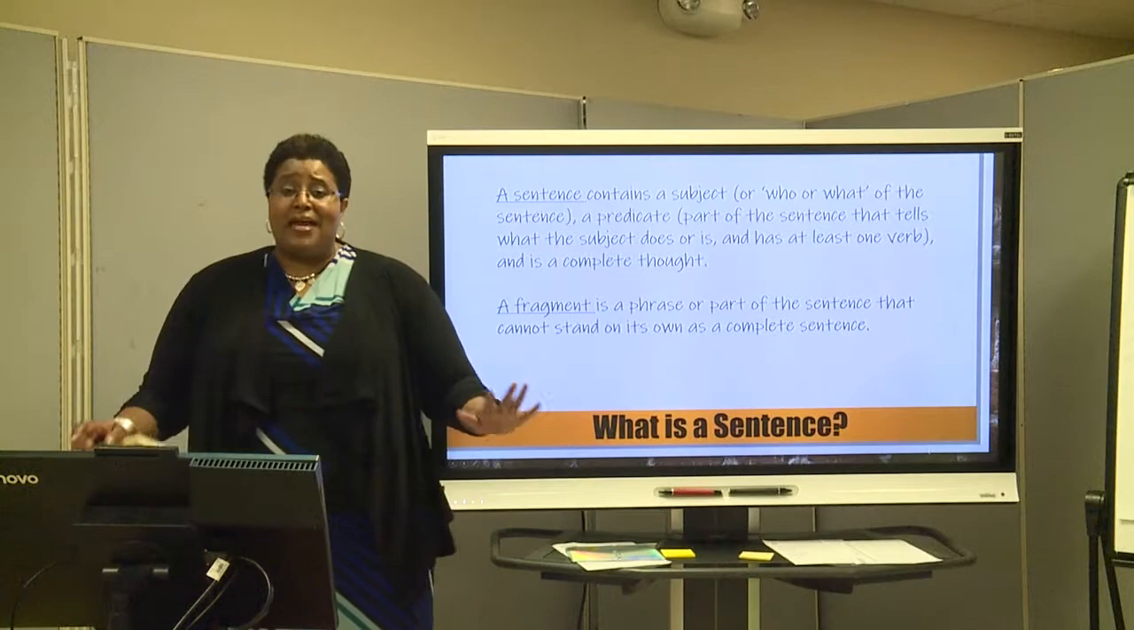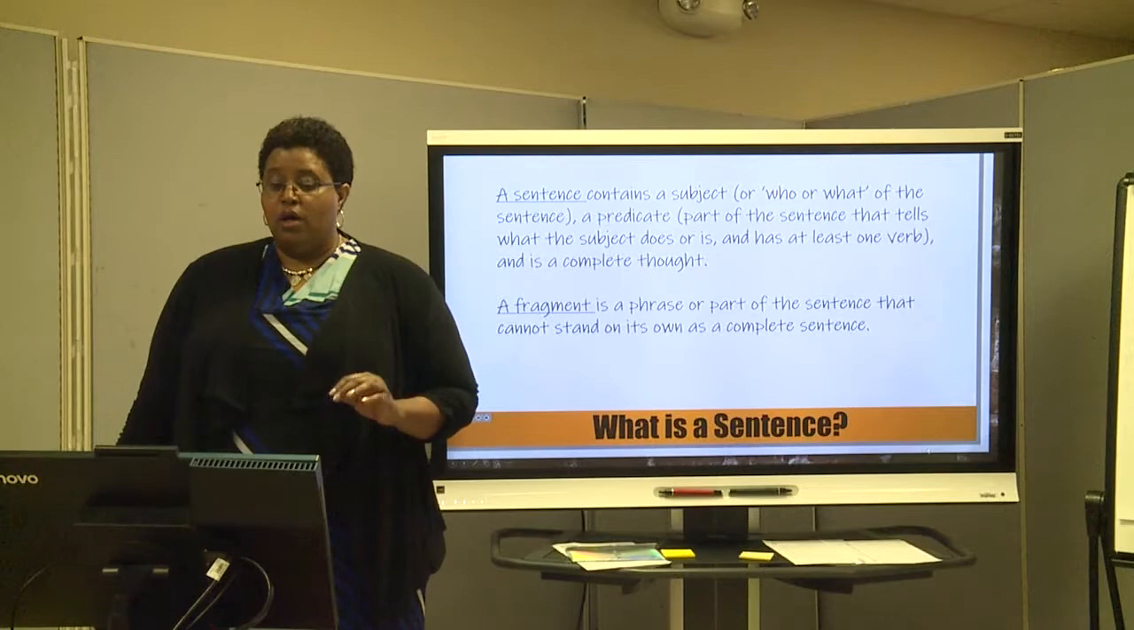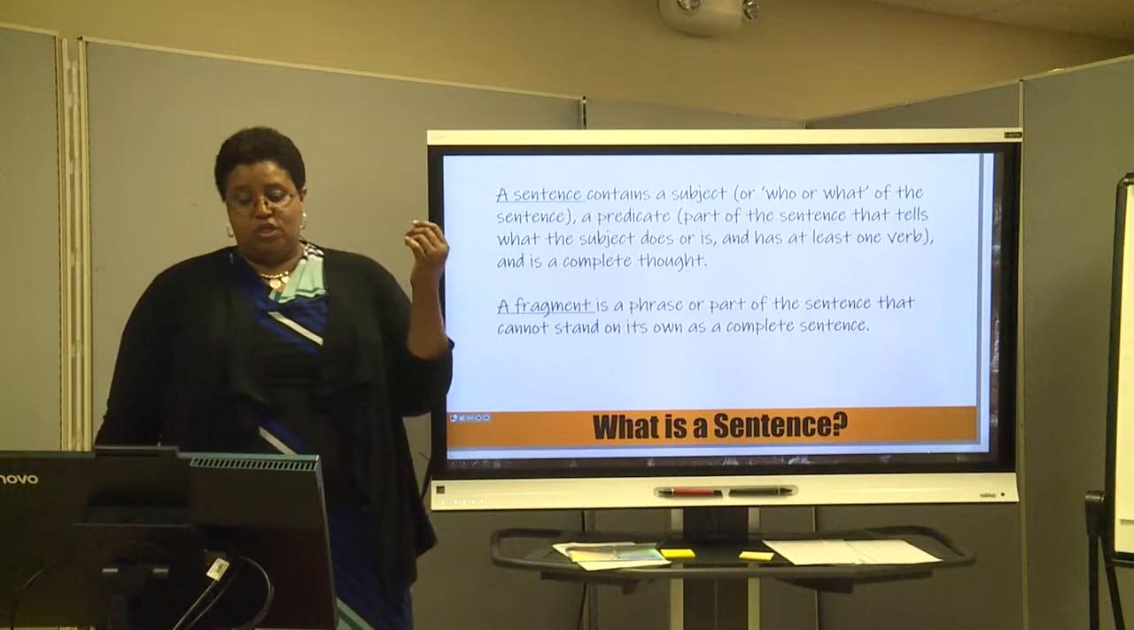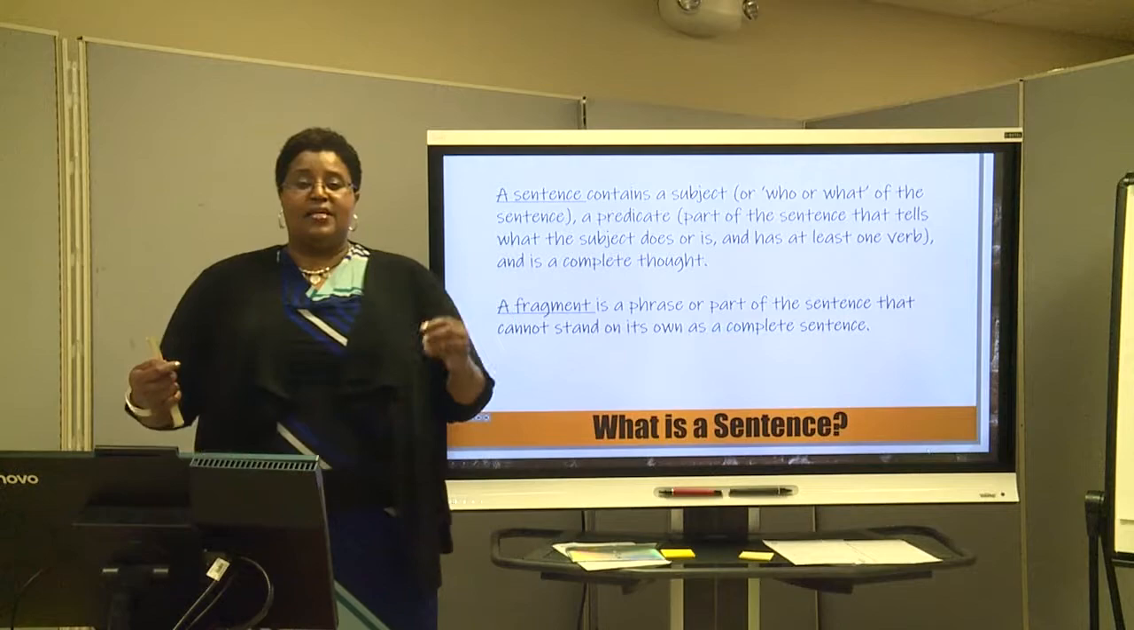Let's talk about what a sentence is. So my slide here says, a sentence contains a subject, or who or what of the sentence, a predicate, part of the sentence that tells what the subject does or is, and has at least one verb, and is a complete thought. Sentences have to make sense. They tell you who did something and what that person or thing did.